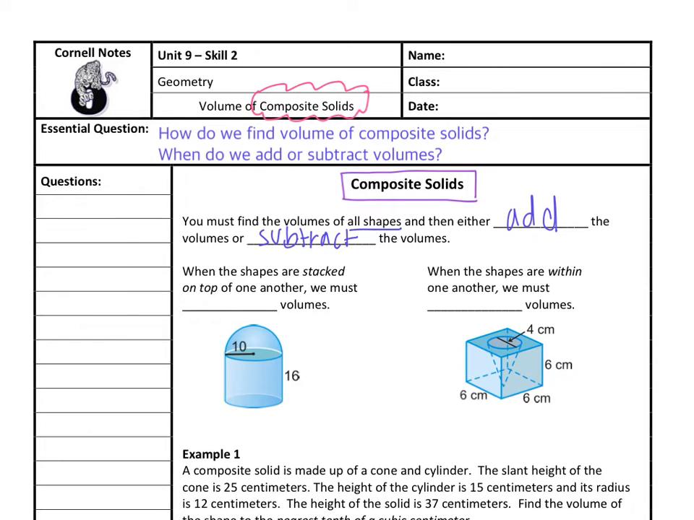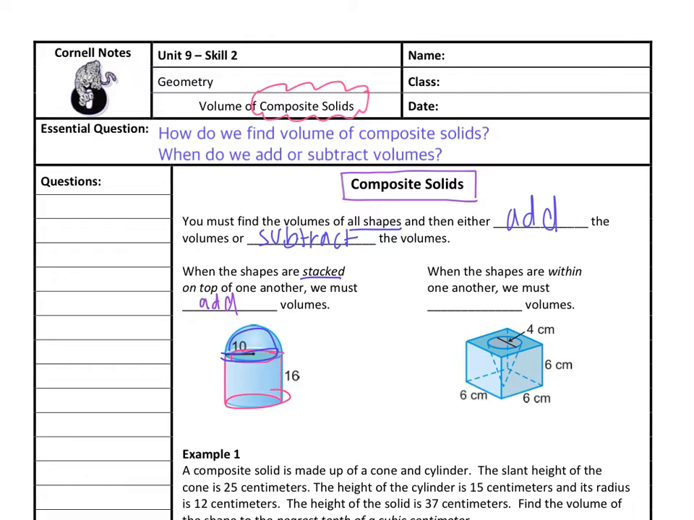Okay, so here we have two examples of composite solids. So if you notice here, on the one on the left, we have our cylinder on the bottom. And then on top of that, we have half of a sphere, or a hemisphere. So since these two things are glued together, or for instance, when the shapes are stacked on top of one another, we must always add the volumes. Okay, because essentially you're putting two shapes together. So you're taking the volume of one shape plus the volume of the other.